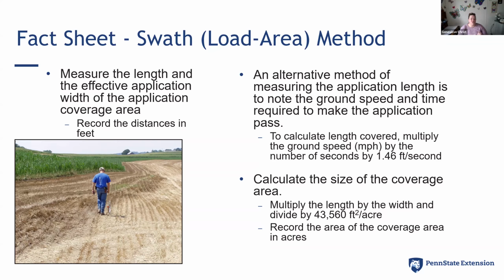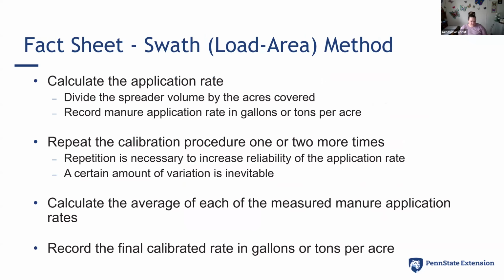Once you've measured that application size, you want to calculate the size of the coverage area. We can multiply the length by the width and divide it by the 43,560 square feet per acre. This will give us the area of coverage in acres. Once we know the area of coverage in acres, and we know the capacity of our spreader volume, we can divide that spreader volume by the acres covered, and this will give us our manure application rate in gallons or tons per acre.